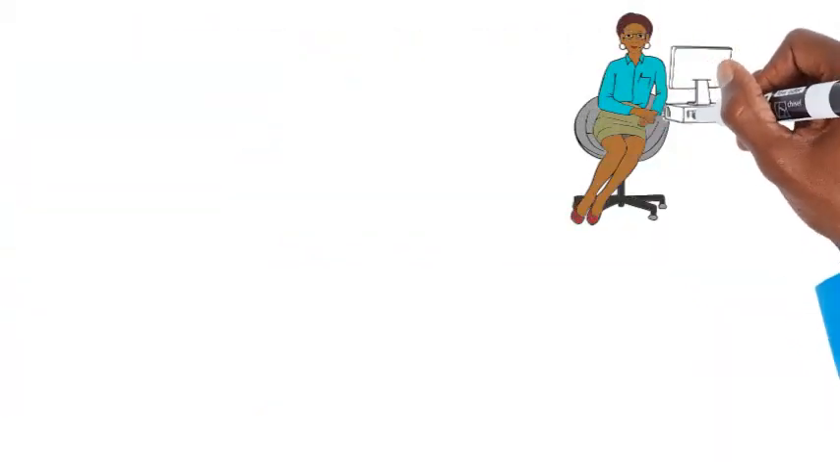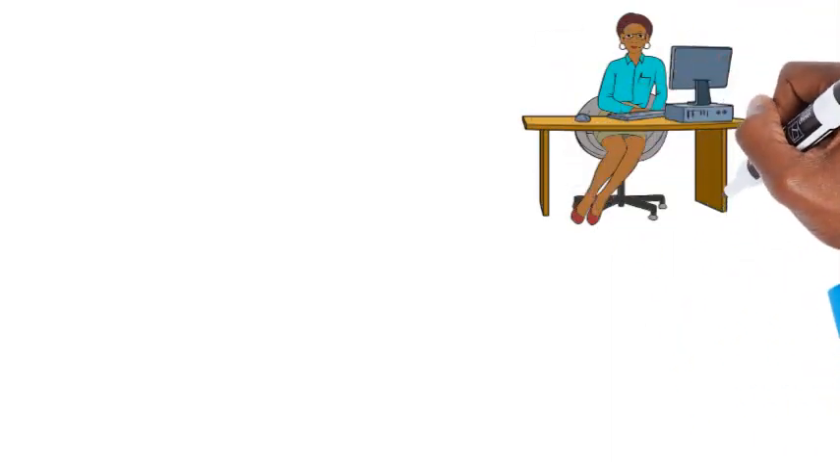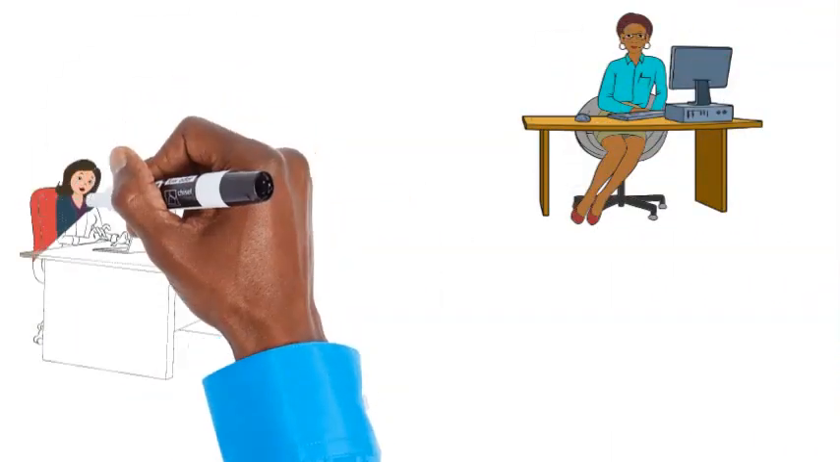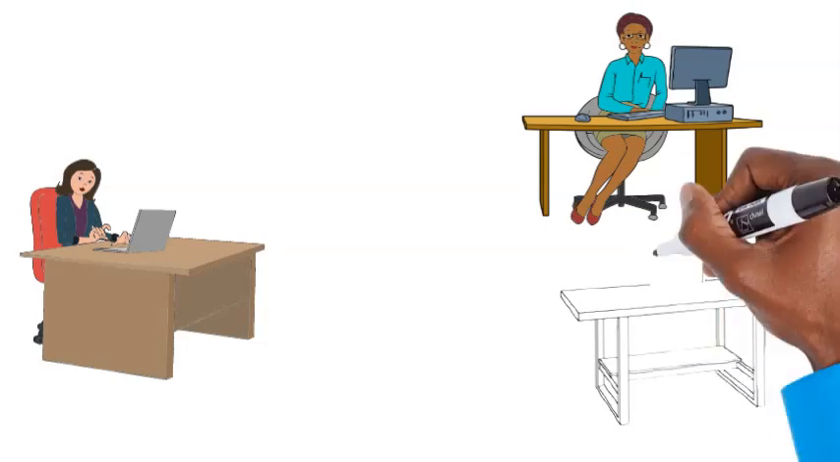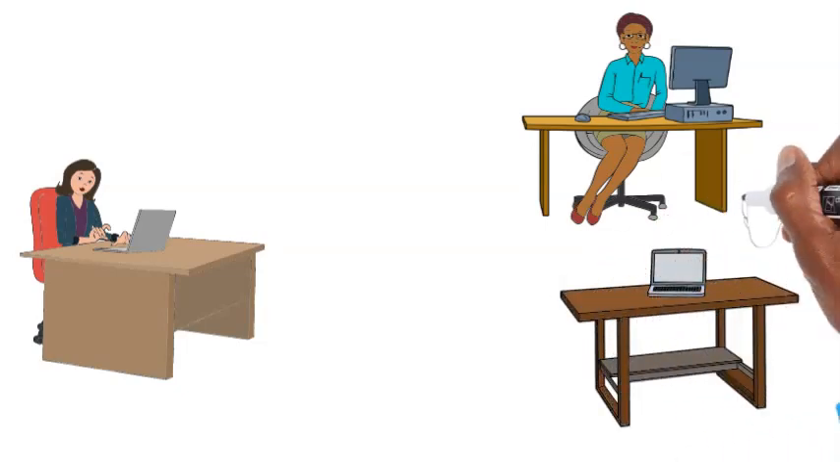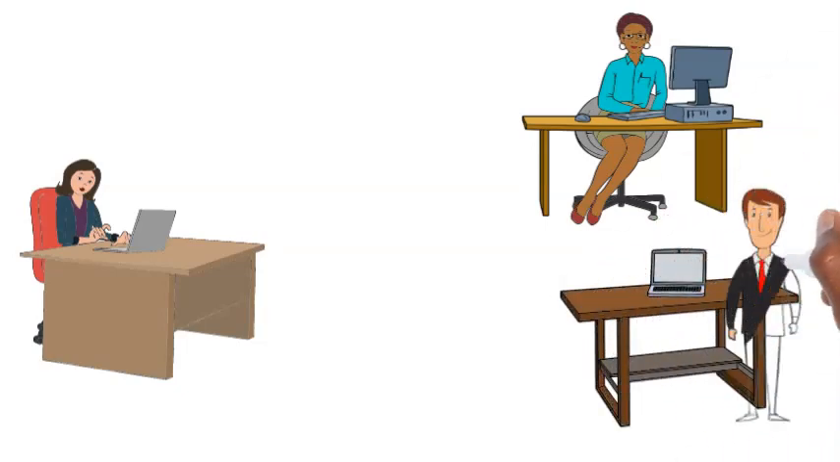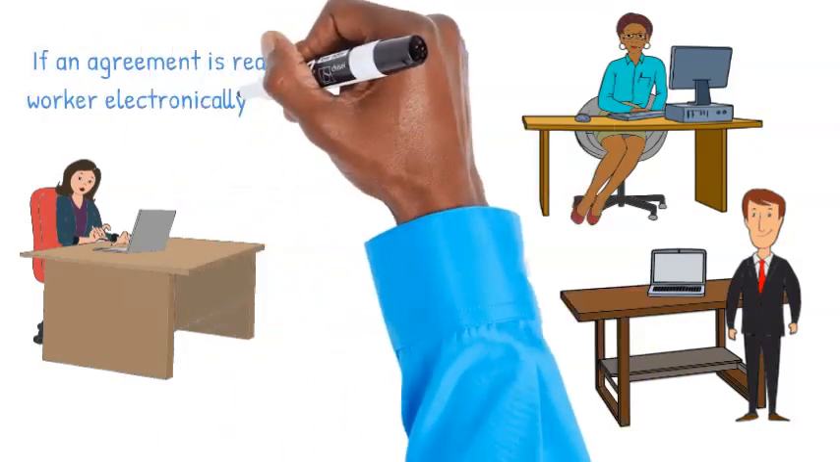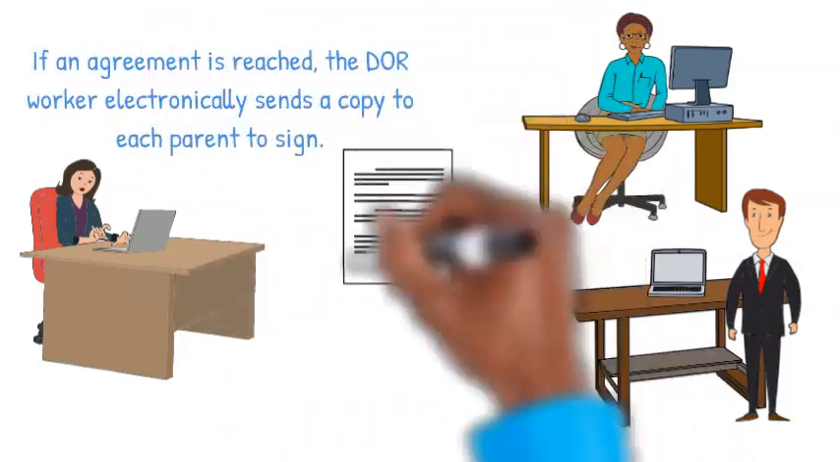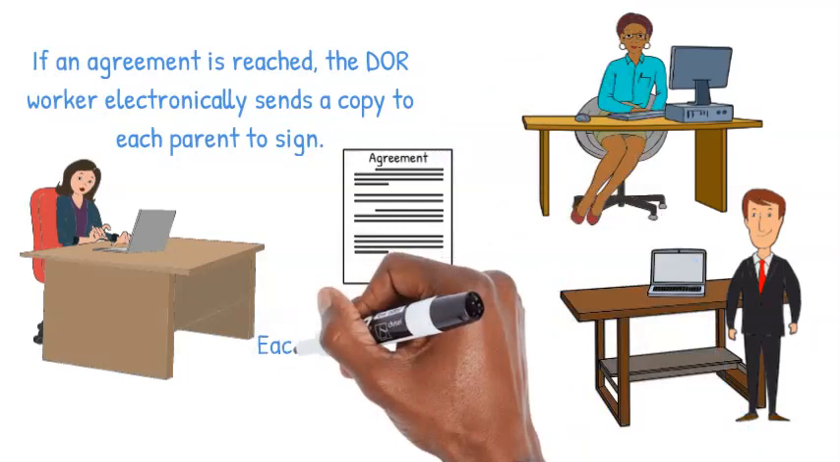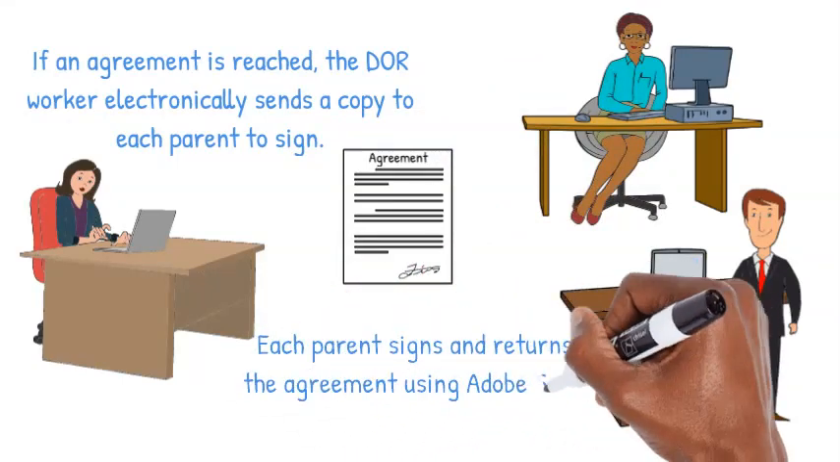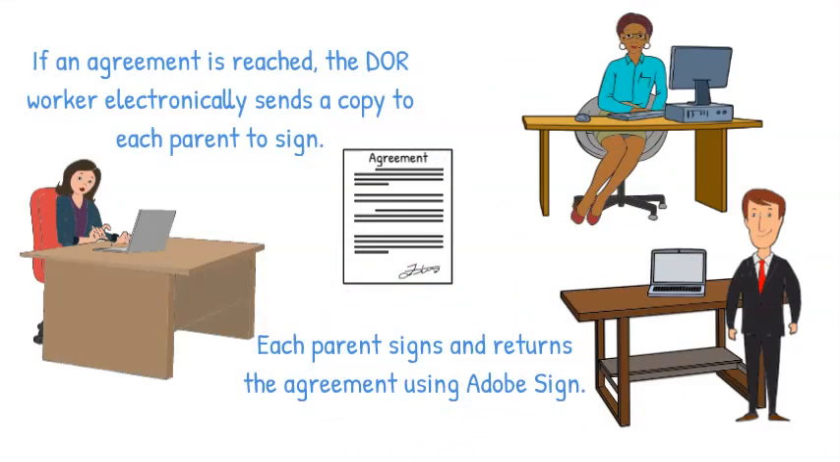We will use the financial statements to complete the Child Support Guidelines worksheet and then discuss the case with both parents. If you and the other parent are able to reach an agreement, the worker will prepare an agreement which will be sent to you to sign and return using Adobe Sign. DOR will give the signed agreement to the probate and family court for approval, and it will be made into a court order or final judgment.